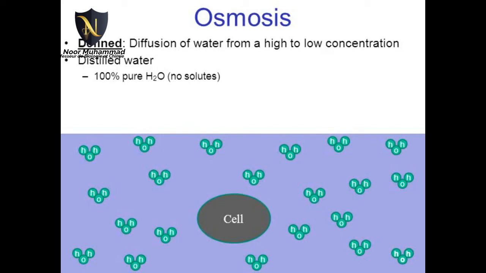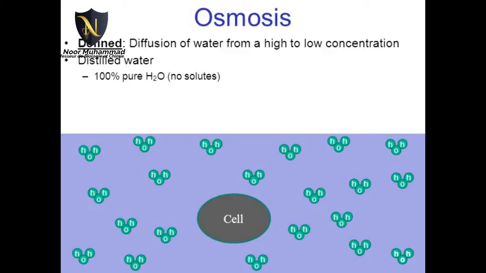And so in this animation here, pretend that we have a container of distilled water. And if you're not sure what distilled water is, it's 100% pure water. There are no solutes in it. It's as pure as water can reasonably be. It's also something that doesn't exist naturally on Earth. There's no rivers of distilled water. There's no lakes. It doesn't rain distilled water. Distilled water is created basically in a chemistry lab.